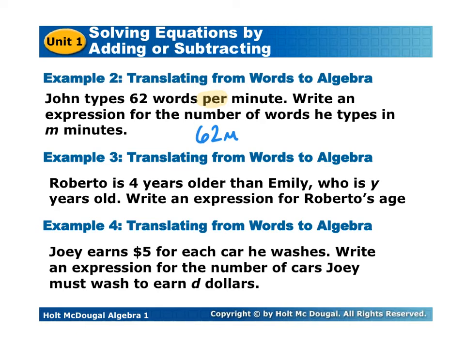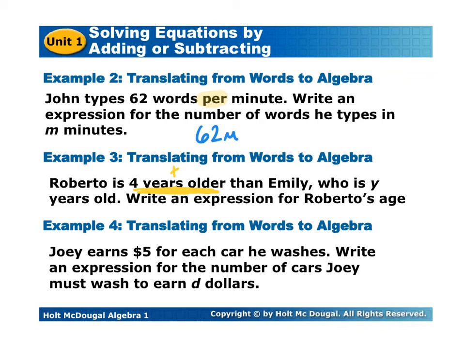It says, Roberto is 4 years older than Emily, who is Y years old. Write an expression for Roberto's age. Okay? So, here's what you got to start with. You know he is 4 years older. Well, if you're generally 4 years older than somebody, what does that mean you have to do to their age? Add. Add would be the correct one. I am 4 years older than y'all. That means whatever y'all's age is, I'd have to add to it.